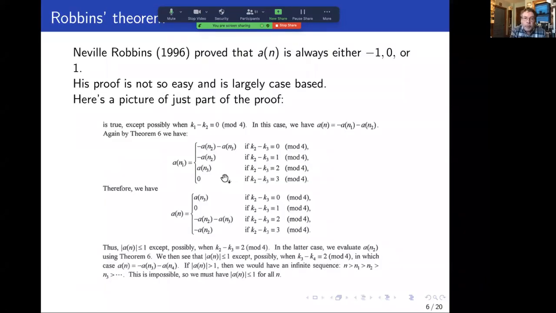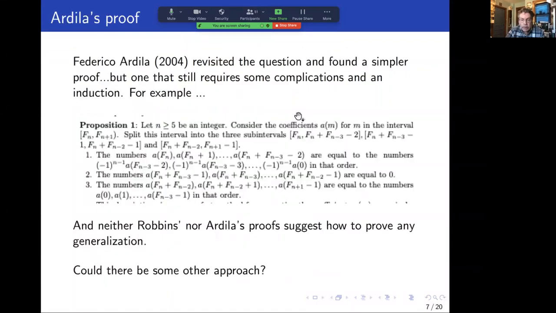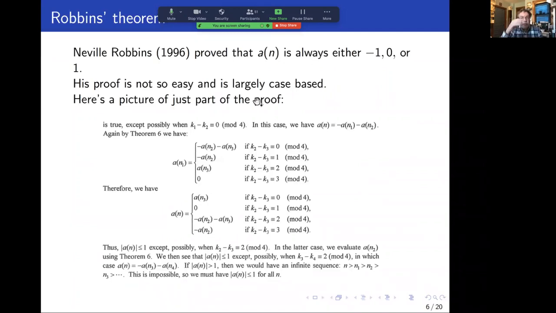The fact that a(n) is either minus 1, 0, or 1 was first proven by Neville Robbins in 1996. His proof is, I would say, elementary, but not so easy, and is largely case-based. Here's just a picture of part of the proof. Here he's using a as the coefficients again, and you see he has some rather complicated case structure, depending on parities of various things, and this is just part of the proof.